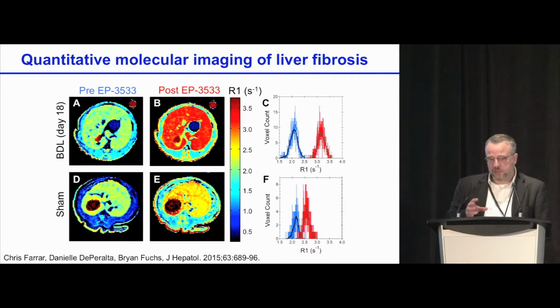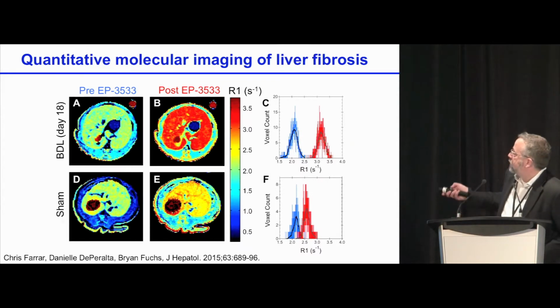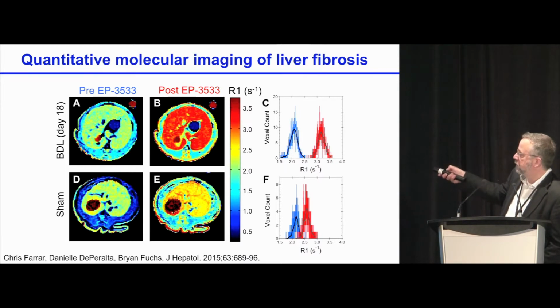We've been doing a lot of work in this area and really trying to look at staging of fibrosis. This is an example in a model of biliary stasis, so this is when you ligate the common bile duct. What I'm showing here are relaxation time maps before and after we give the probe to an animal that's had its bile duct ligated, and you can see a big signal change here in the liver. An animal that underwent a sham procedure, you see very little signal change. Then we can quantify this over the whole liver, and that's what these histograms represent.